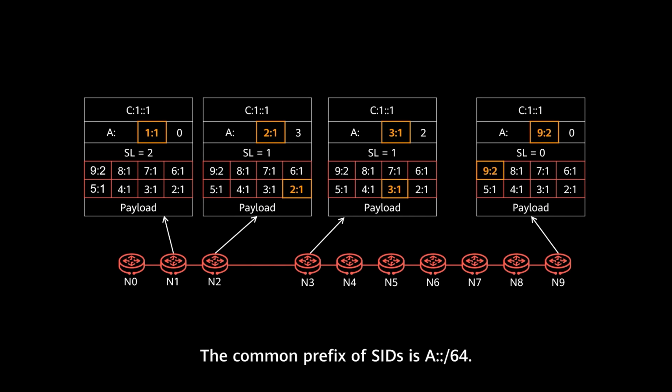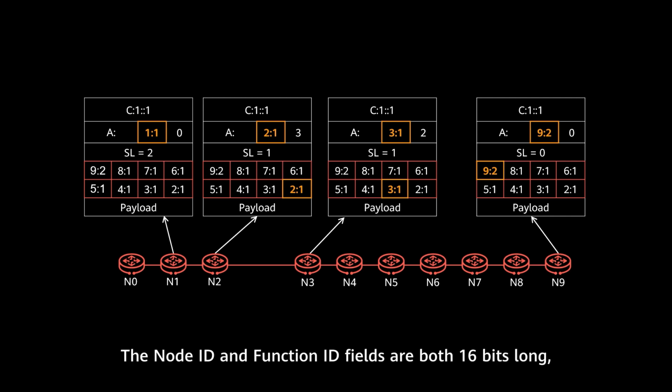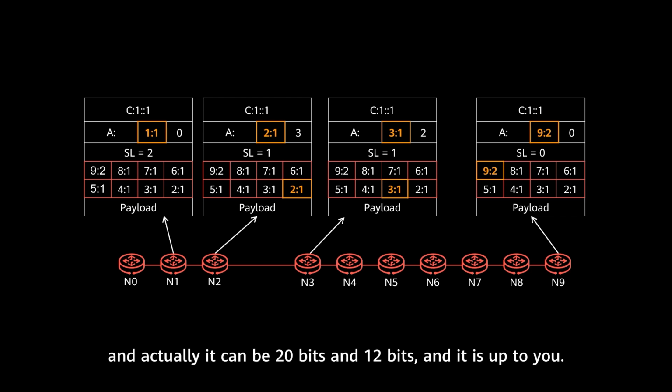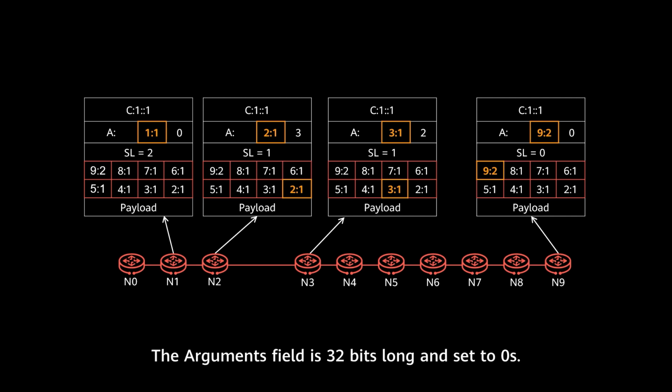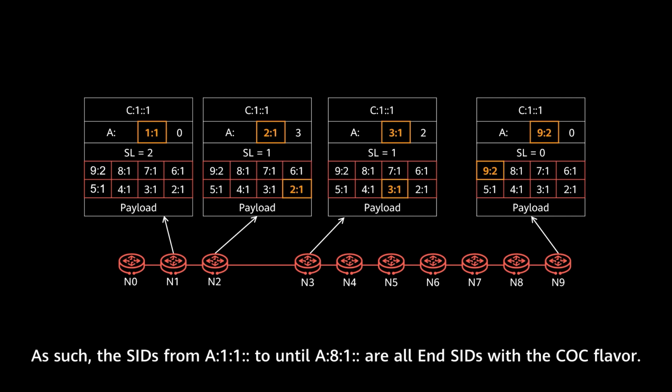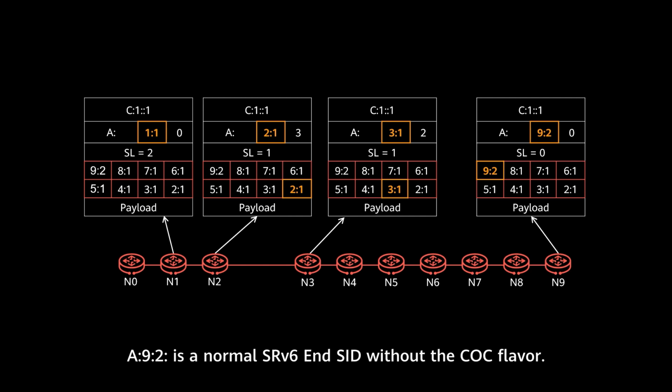The common prefix of the seed is a::/64, and the node ID and function ID fields are both 16 bits long, but actually it can be like 20 bits and 12 bits. It's up to you. The argument field is 32 bits long and all set to zeros. As such, the seeds from a:1:1:1 until a:8:1:1 are all end seeds with COC flavors, and a:9:2 is the normal SRv6 end seed without the COC flavor.